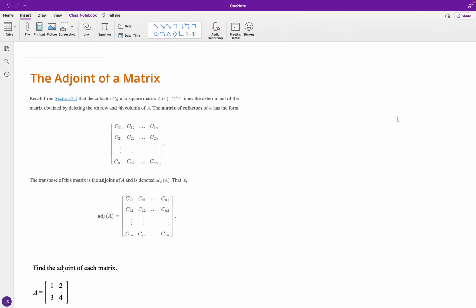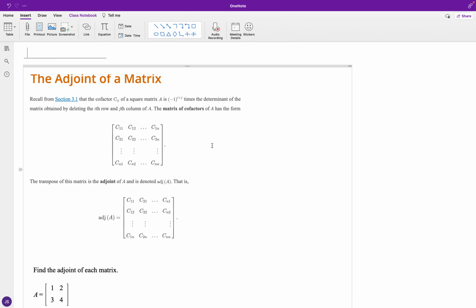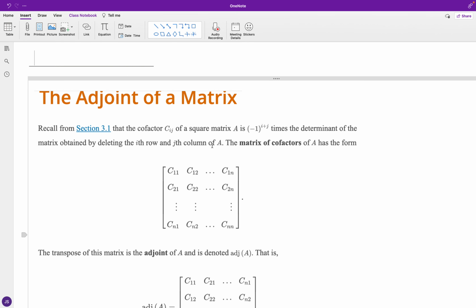If you recall, with the cofactor, we have designated it with the subscripted variable C of ij, i in reference to the row number, j in reference to the column number. We have the cofactor to be -1 to the i plus j power times the determinant of the matrix, which again was formed by deleting the ith row and jth column of A.